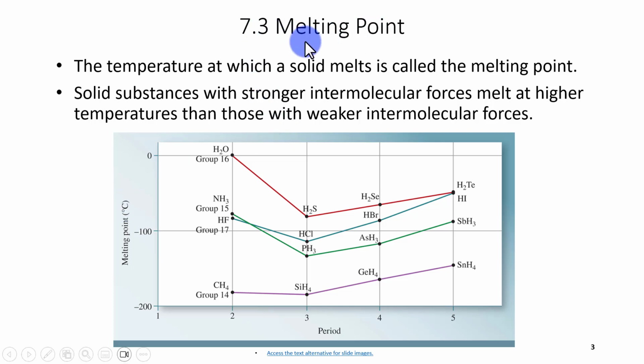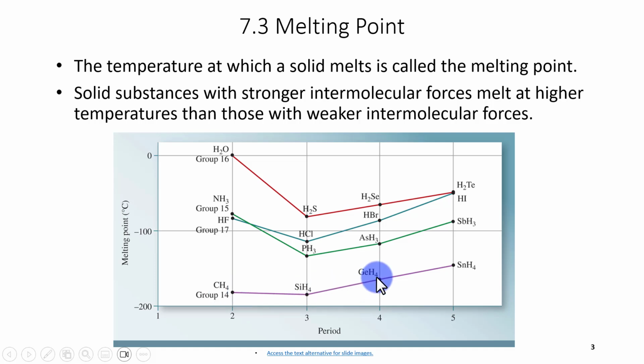Let's move on and talk about melting point. Melting point is the temperature at which the solid melts, right? We know that. Solids that have stronger intermolecular forces will melt at higher temperatures than those that have weaker intermolecular forces. Here is a graph that shows the different groups. So group 14, group 15, group 16, and 17 in the periodic table, and their corresponding melting points.